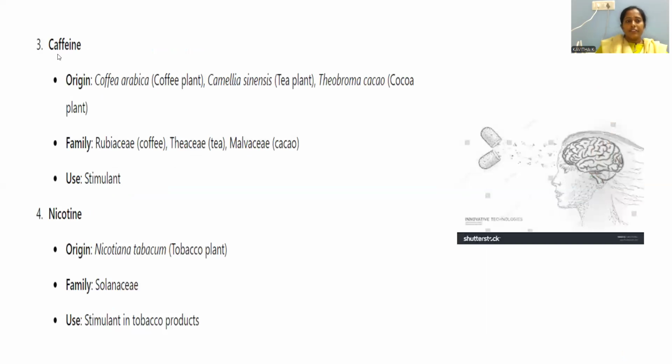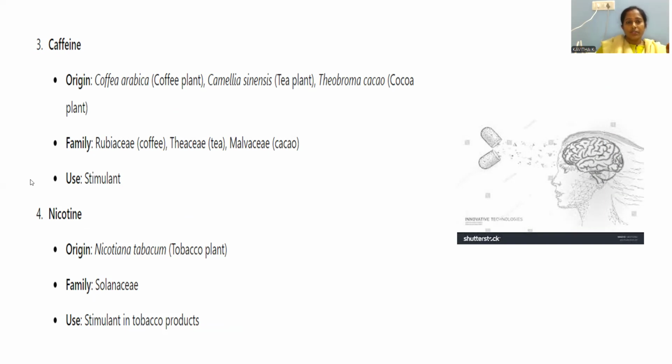Next, we will go with caffeine. Caffeine originates from Coffea arabica, and the tea plant, Camellia sinensis. Then Theobroma cacao, the cocoa plant. Just now we saw caffeine extracted from three different materials: tea, coffee, and even chocolate, which comes from the cocoa plant. From these three kinds of ingredients, we can extract the alkaloid called caffeine.